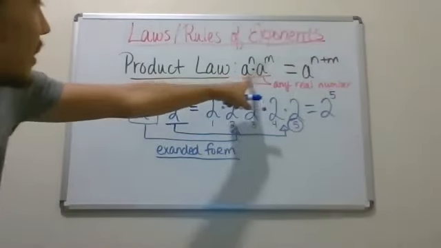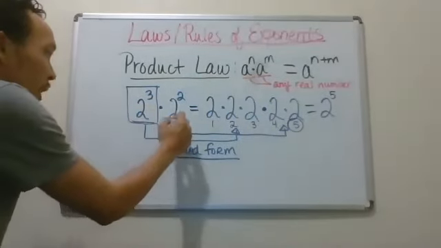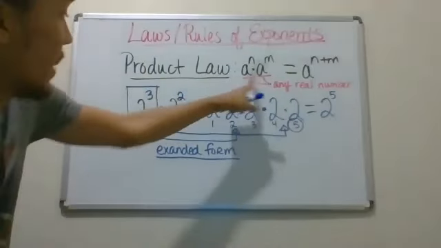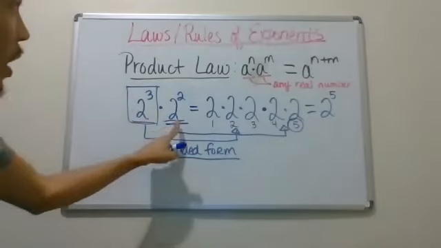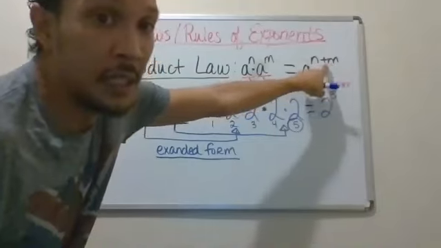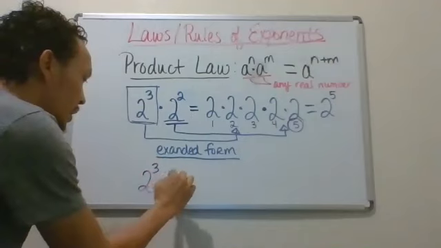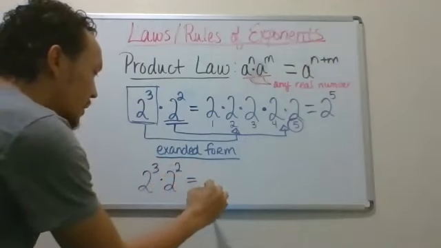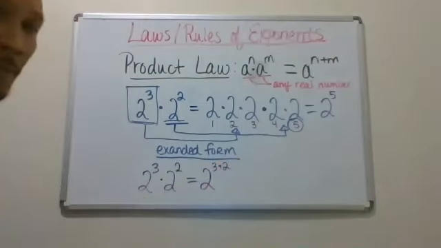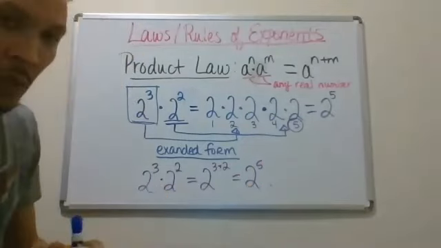Now, by the laws, if the bases are exactly the same, and 2 and 2 are the exact same numbers, what we are able to do with the exponents is add them together. This is the rule. It will always be true. So 2 to the 3rd times 2 to the 2nd is equal to 2 raised to the 3 plus 2, which gives me 2 to the 5th power. Do I have any questions?